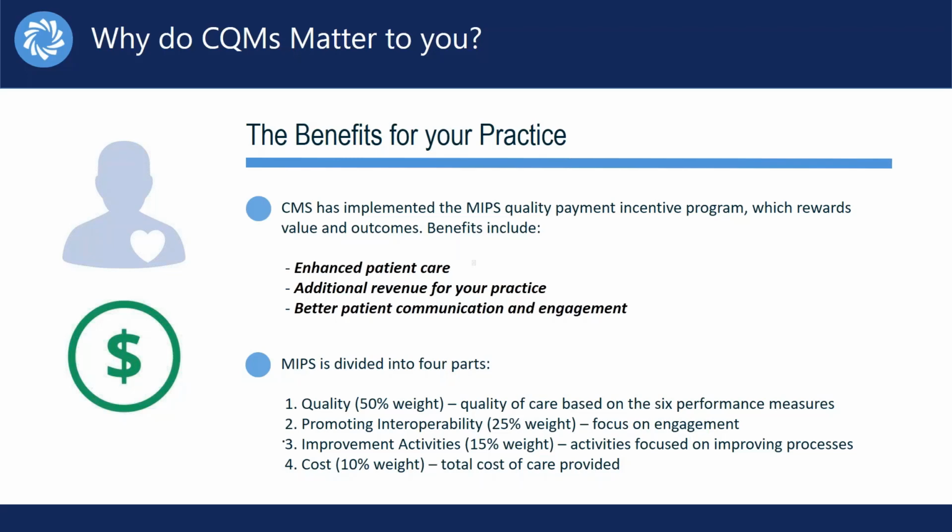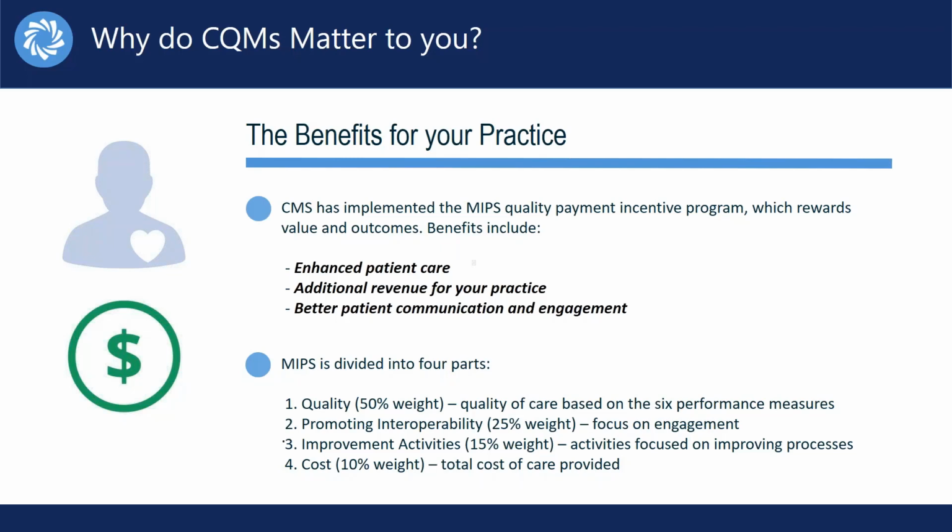Now, MIPS is divided into 4 parts. And we're just going to go over this briefly. If you need more detail, you can always sign up for some one-on-one training on this. But the 4 parts are quality, which is worth the most. It's worth 50% of your total score, and it's quality of care based on 6 performance measures. That's what we're going to be focusing on today.